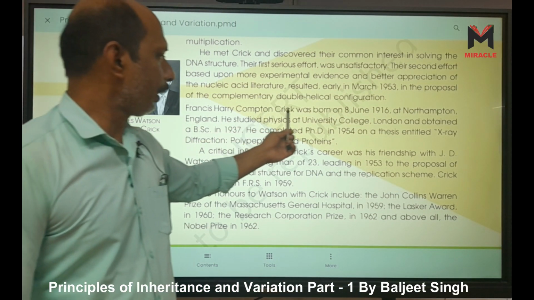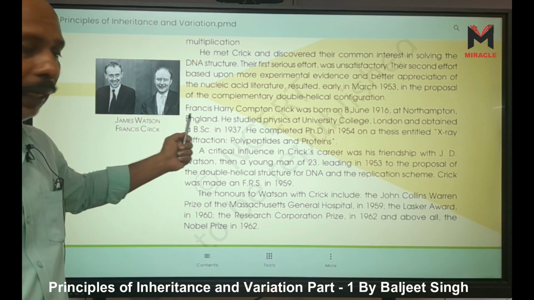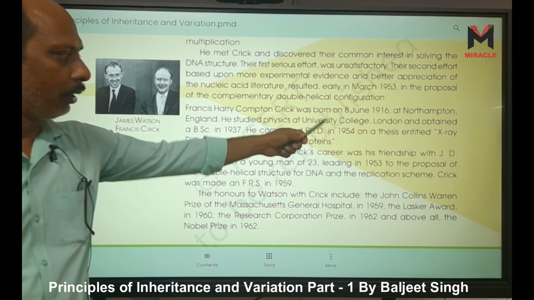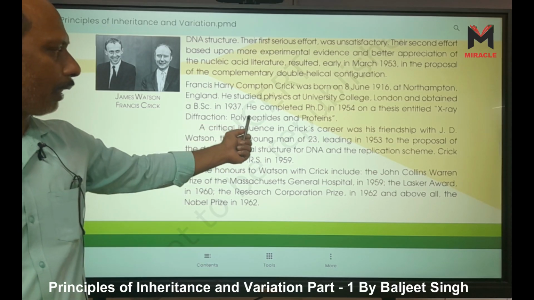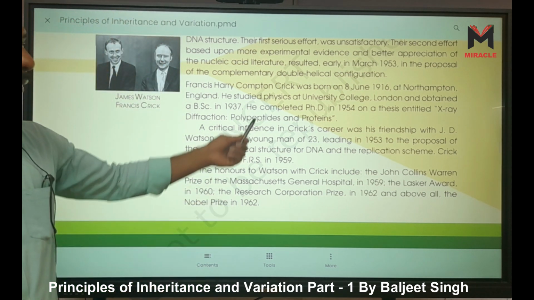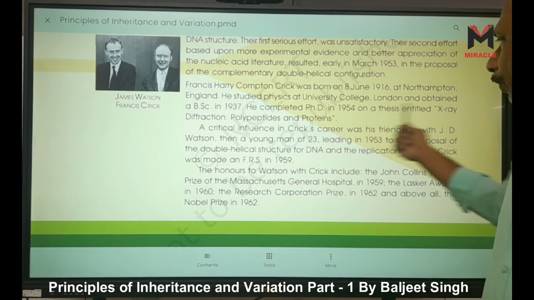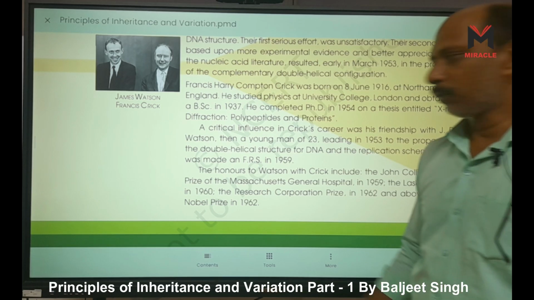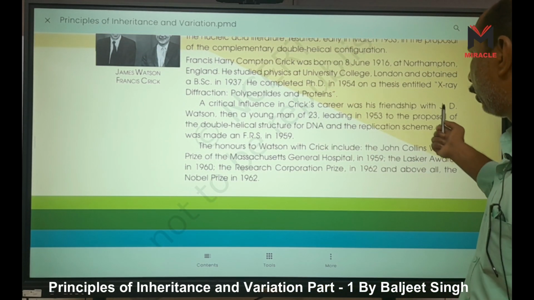Francis Harry Compton Crick was born on 8 June 1916 at Northampton, England. He studied physics at University College London and obtained a BSc degree. In 1937, he completed his PhD, in 1954, on a thesis entitled X-ray diffraction, polypeptides and proteins. You know polypeptide means what? That is a protein. A critical influence in Crick's career was his friendship with J.D.